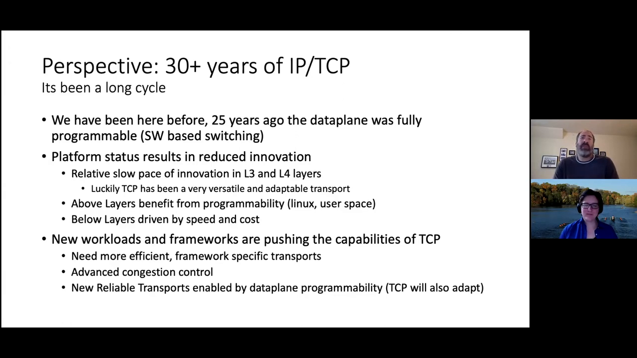In addition to the availability of a configurable data plane, there's also a lot of pressure from the users, right? The workloads have shifted dramatically from what they were 15 and 20 years ago. And now we're getting a lot of pressure in terms of the capabilities of the network that is pushing the limits of things like TCP and the existing set of reliable transports that we have available in the network today. And again, if you look at the recent innovation and the recent research, a lot of it has been centered around advanced congestion control and new transports to meet the requirements of the new distributed workloads that the network needs to support currently.